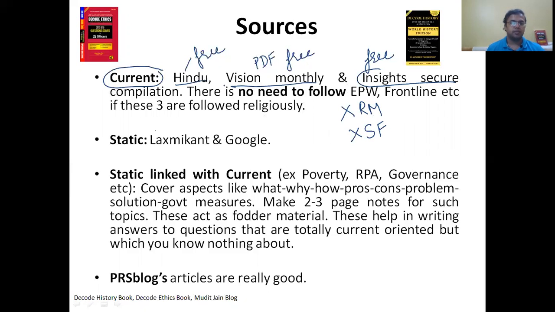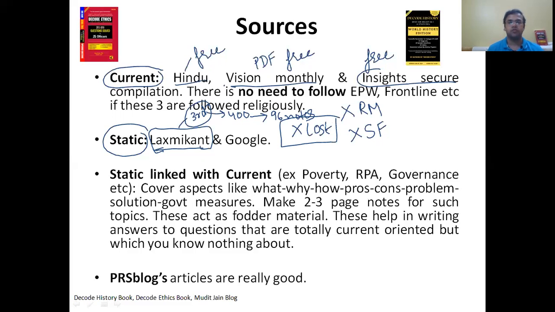So for static, I referred Lakshmikant. I think this book is more than enough. When I was preparing, I referred to the third edition of the same, which had around 400 pages. I reduced them into 96 pages of notes, which unfortunately I have lost. So these notes are not available on my blog. This was my most prized possession, but I lost them. So I don't know how you can read the latest edition, which has about 1,000 pages.